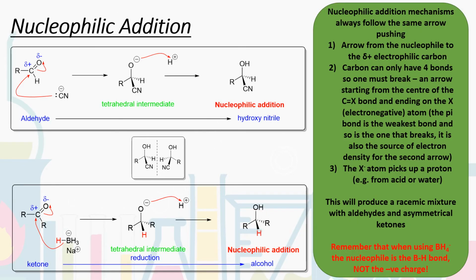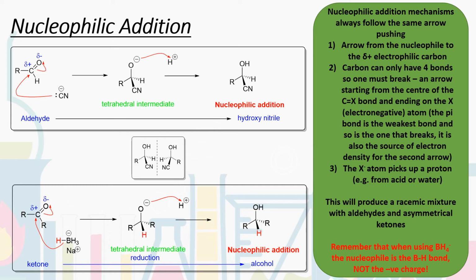Now the next mechanistic one to look at is nucleophilic addition. So this is an addition reaction. We're going to add something to our molecule. So if we have an addition reaction, we typically have some sort of unsaturated molecule. And the nucleophilic part means we're going to add our nucleophile to this molecule.